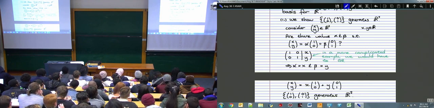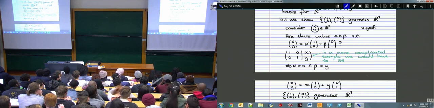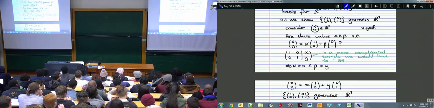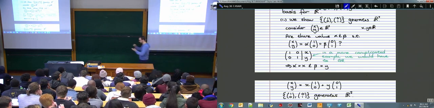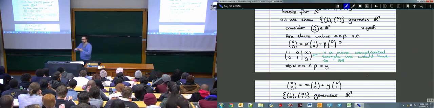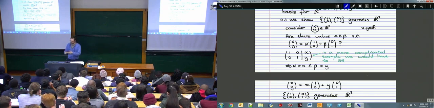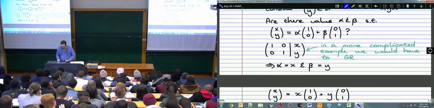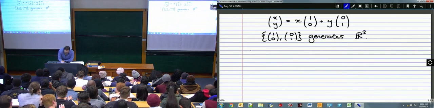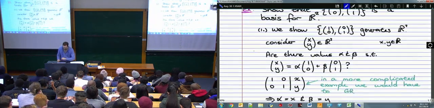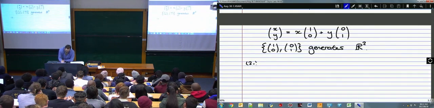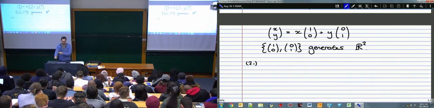Okay. So the next thing that we have to do is show that this set is a linearly independent set of vectors. That's the second thing we've got to show. A basis has got to generate the whole vector space or the whole subspace, and it's also got to be linearly independent. So the second thing we've got to check is linear independence. So now we check for linear independence.